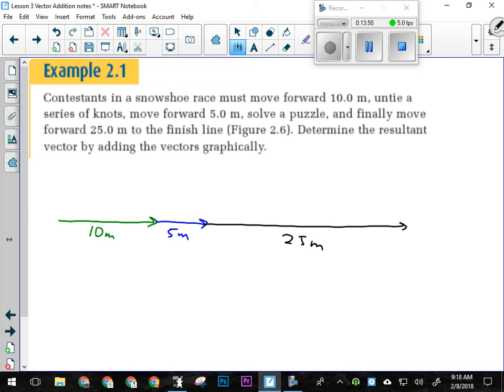So there's my vectors. I've drawn them tail to head, and now I can just add them up because they're all in the same direction. They're all forward. So we're going to have a total displacement here of 40 meters forward. Everybody all right with that? I think that's about as easy as they could possibly get in terms of vector addition.